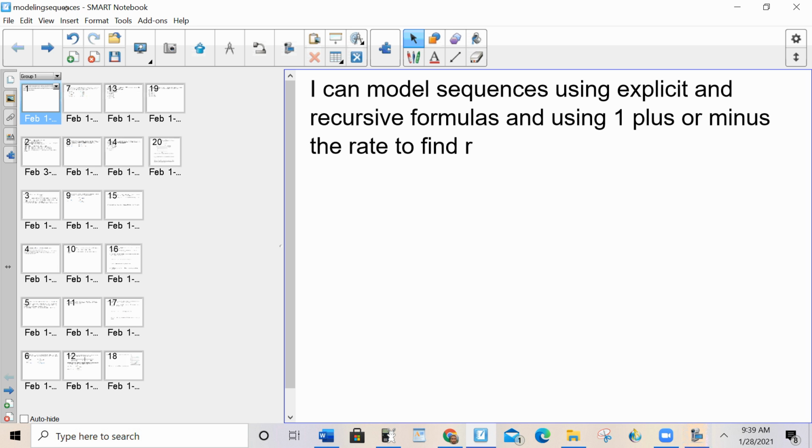Hello everybody, very important lesson today, very common Regents question. I can model sequences using explicit and recursive formulas and using 1 plus or minus the rate to find r.